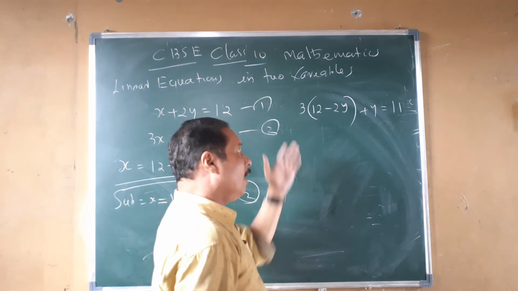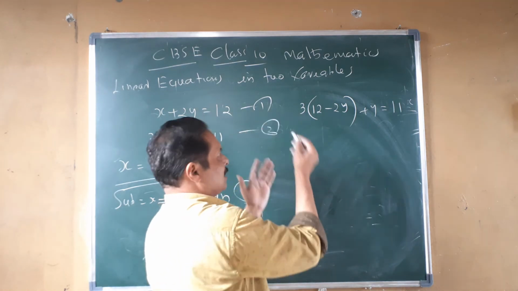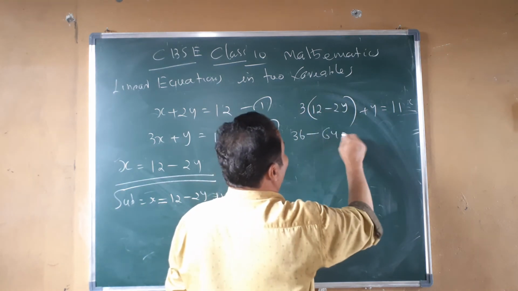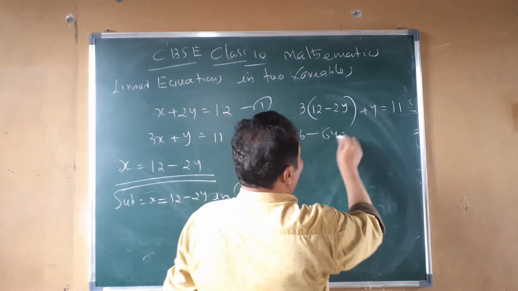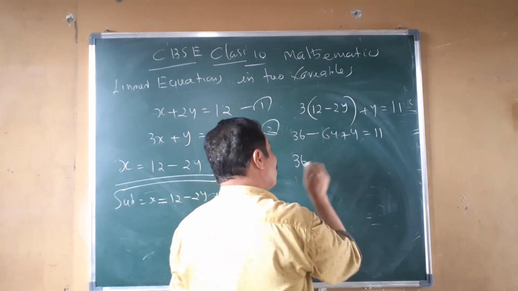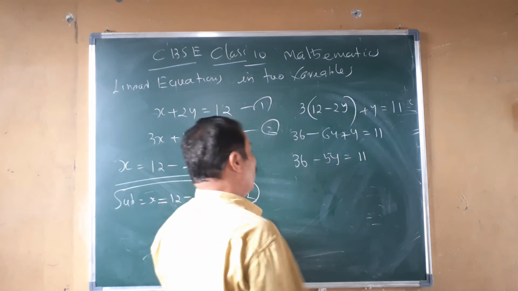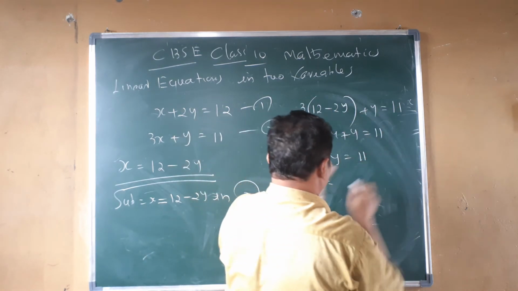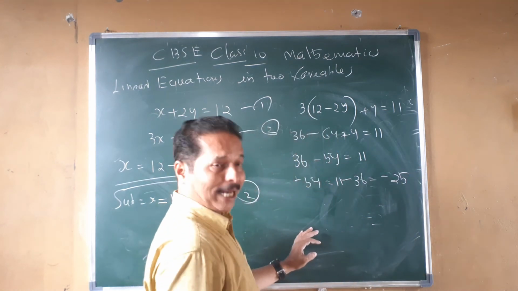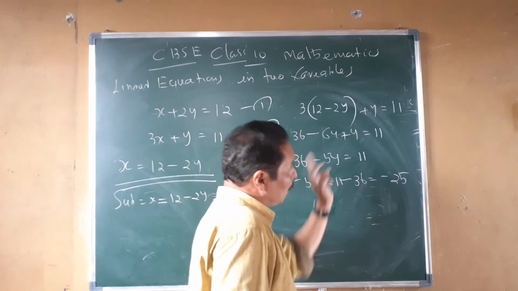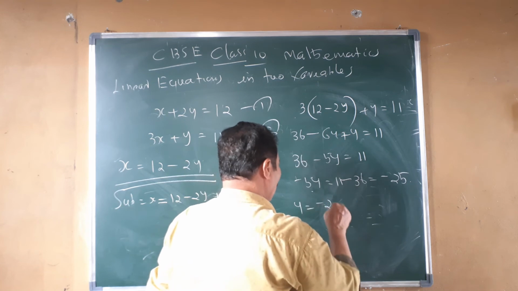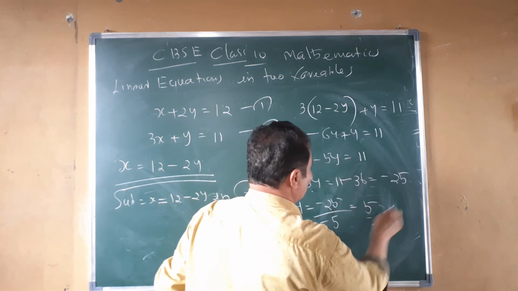Are you ready to complete it? First of all, remove the bracket. Slowly, come on, say 3 into 12 is 36 minus 3 into 2y is 6y. Okay? Plus y equal to 11. 36 minus 6y plus y is minus 5y equal to 11. So minus 5y equal to 11, 36 transferred to that side is minus 36, equal to minus 25. Okay? Validate the sign. Minus 5y equal to minus 25, y equal to minus 25 by minus 5 equal to 5.